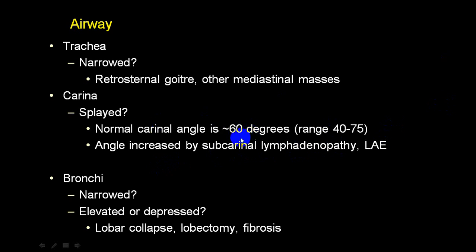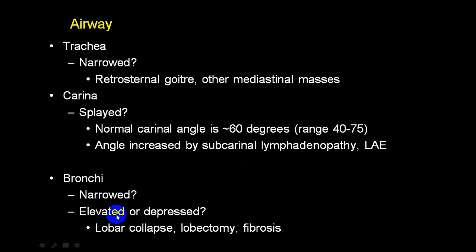So normal carinal angle is approximately 60 degrees. If it becomes more than 75, it is in favor of an increase in carina angle, or we call it splayed carina angle. And one cardiac condition which is responsible is left atrial enlargement. So do remember that. By and large, the bronchi can be narrowed because of again a pressure from outside. Very commonly again lymph node enlargement, primary malignancy like bronchogenic carcinoma, or secondary metastasis.